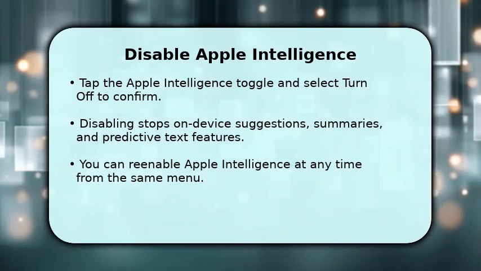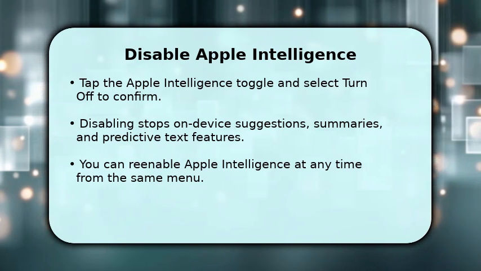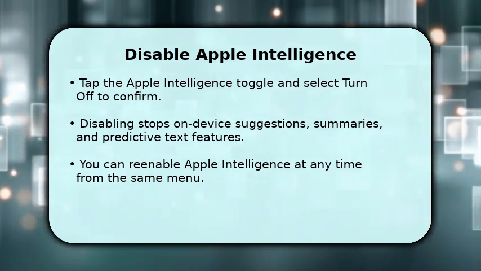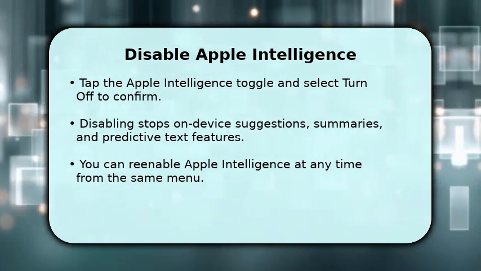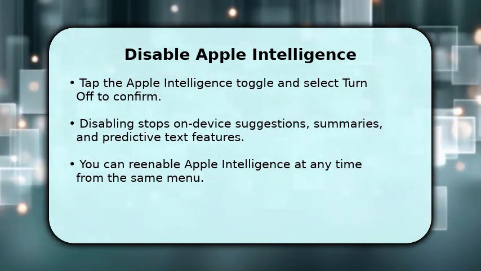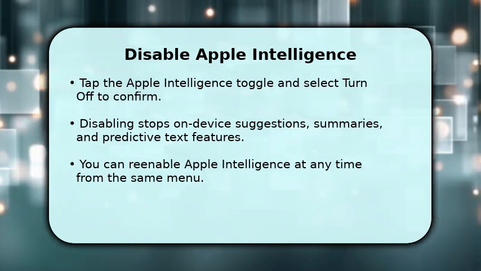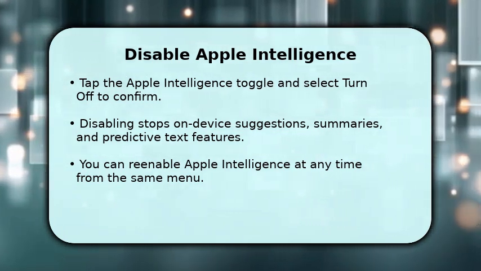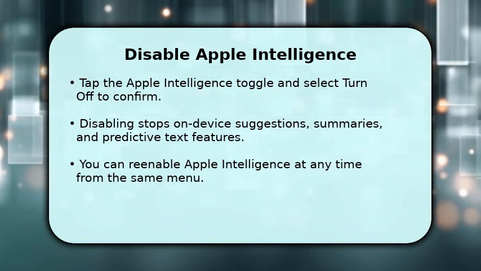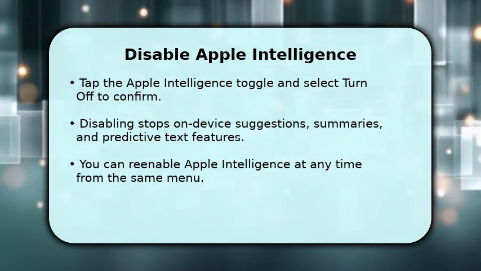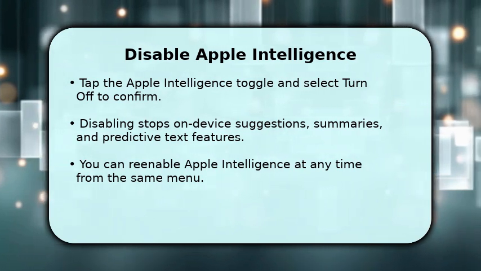Find the Apple Intelligence toggle on the Siri and Apple Intelligence screen and tap it once. A confirmation prompt appears asking you to turn off Apple Intelligence. Confirm by tapping Turn Off to immediately disable on device suggestions, summaries, and predictive text features. The change takes effect right away for your iPad.